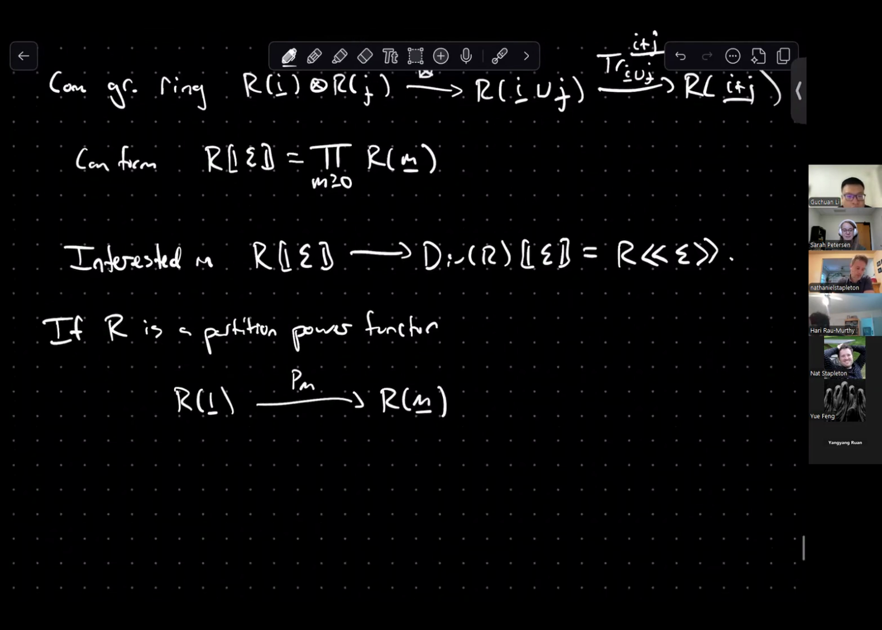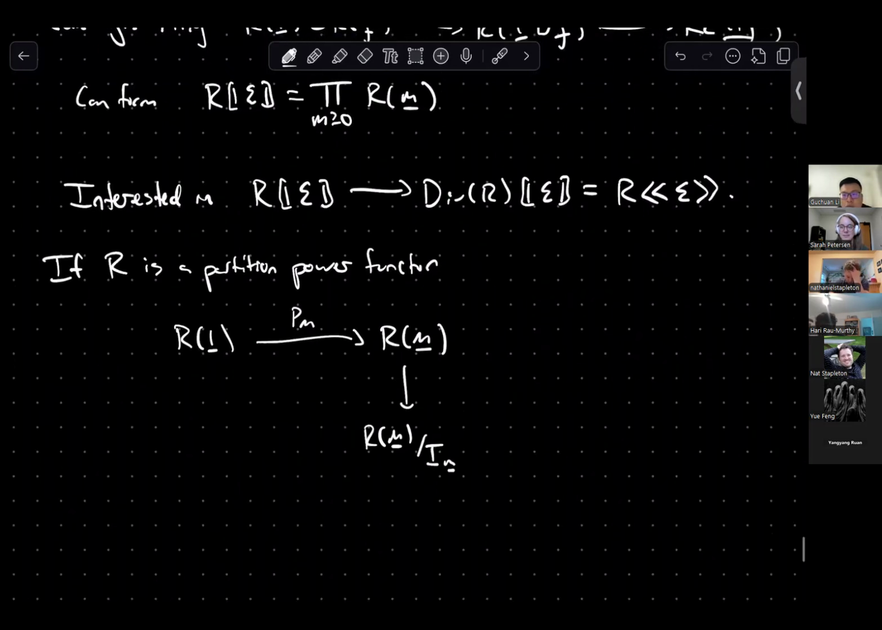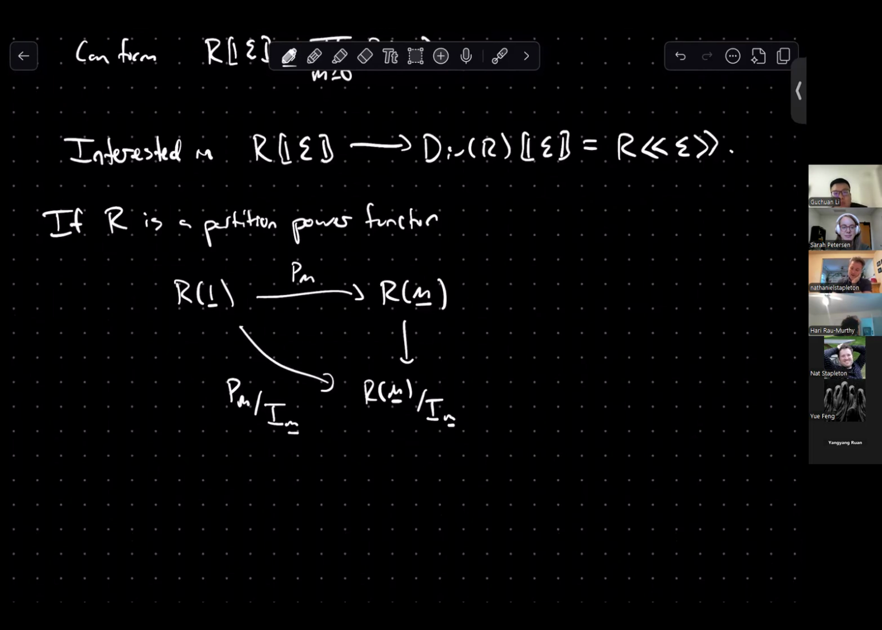This lands here. I can mod out by the transfer ideal, I of m bar, and here I get Pm mod I m bar, which is some additive map, guaranteed to be additive. But R of m bar mod I m bar is a summand of div of R of m bar. And so there's two ways to get from R of m bar to div of R of m bar. One of them is to quotient and then include as this summand. And the other one is to use eta.